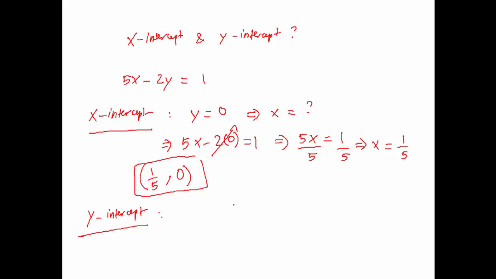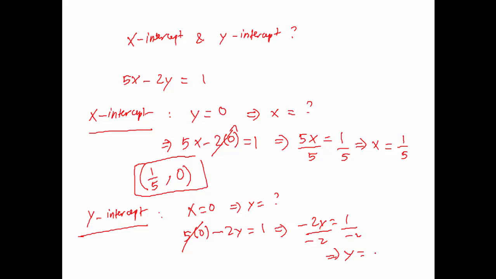In order to find the y-intercept, we let x equal 0 and we solve for y. So let x equal 0, plug into the original function here. You got 5 times 0 minus 2y equal 1. So this is gone. You got negative 2y equal 1, divided by negative 2 on both sides. You got y equal negative 1/2.